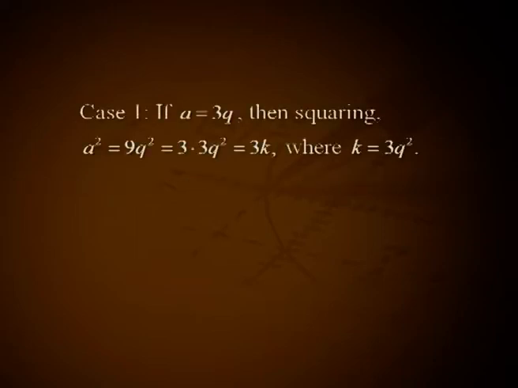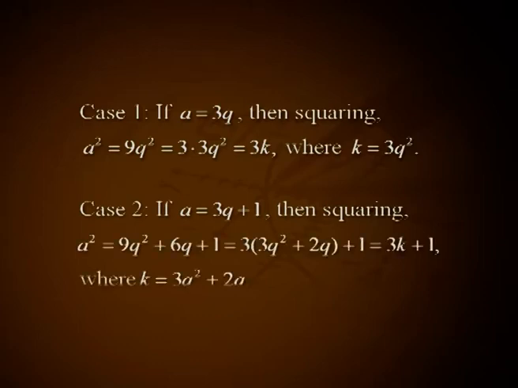If a = 3q, then squaring, a² = 9q² = 3(3q²) = 3k, where k = 3q². Case 2. If a = 3q + 1, then squaring, a² = 9q² + 6q + 1 = 3(3q² + 2q) + 1 = 3k + 1, where k = 3q² + 2q.